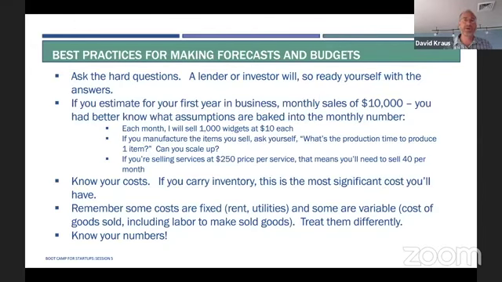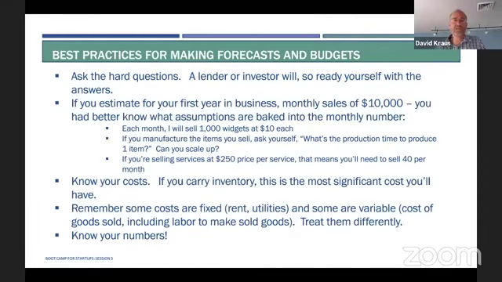Another point would be you've got to know your costs. If you carry inventory, my guess is that's going to be the most significant cost you're going to have. When I say cost, it's the value of the things that you're selling in your business. So it's a really important figure to get your arms around. And remember, some costs are fixed, like rent and utilities, but some are variable: cost of goods sold, the labor to make your sold goods.